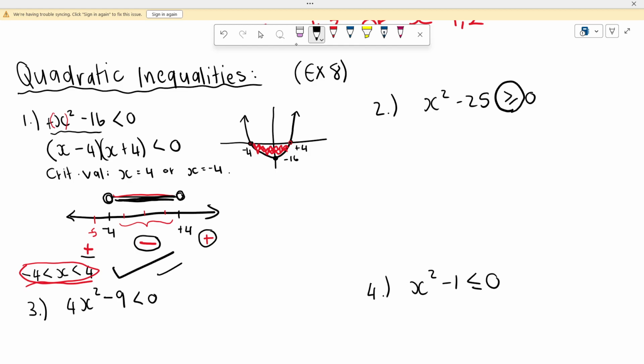Let's move on to this one. I'm just going to wipe out this parabola here because I want to draw the one for question 2 here as well.